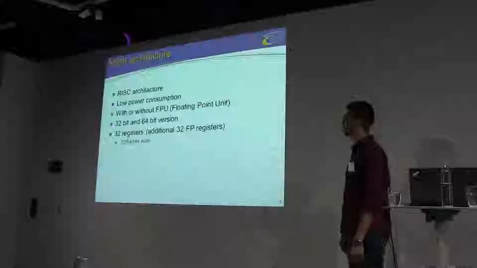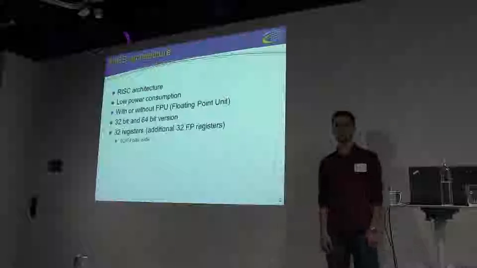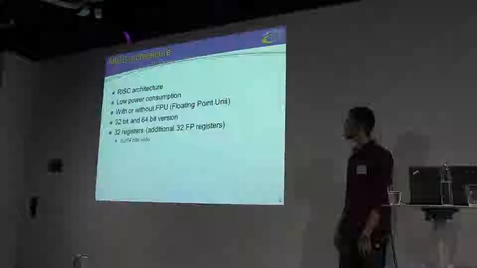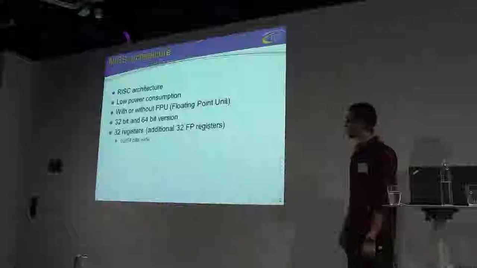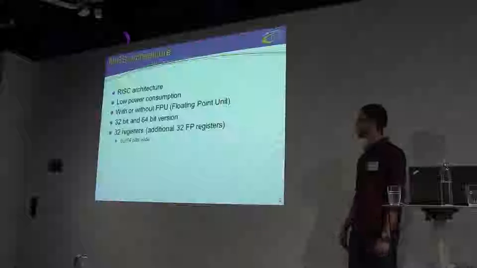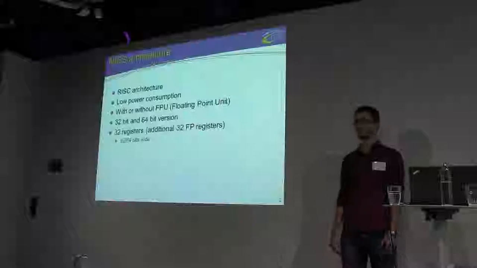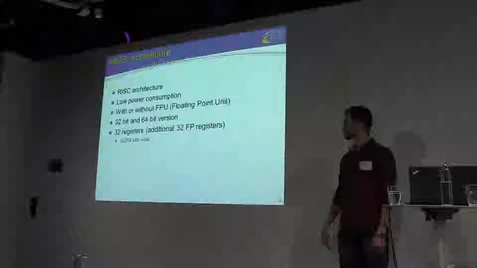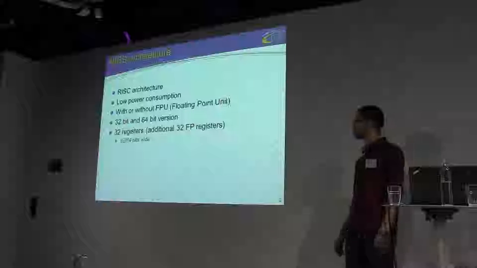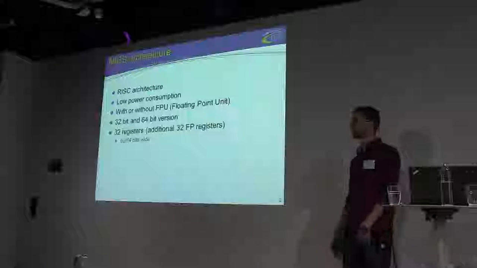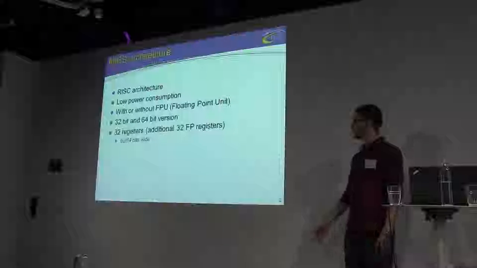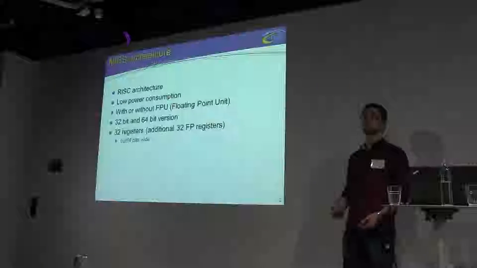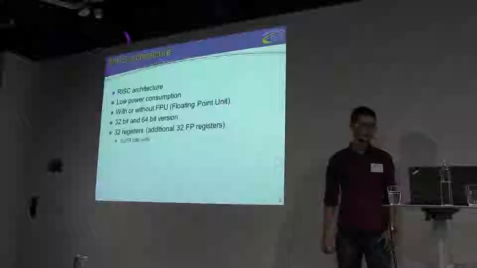Some things that will be important for understanding our work is that there are 32 registers, a lot of registers, on MIPS architectures. There are an additional 32 floating point registers if the processor has a floating point unit. Registers can be 32 bits or 64 bits wide depending on the architecture, and pointers in those architectures are also 32 bits or 64 bits wide.